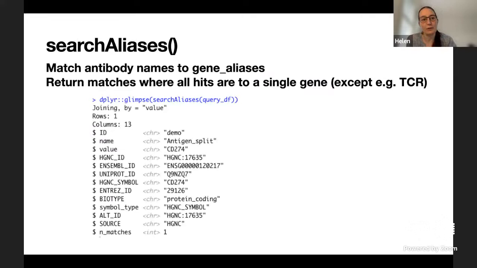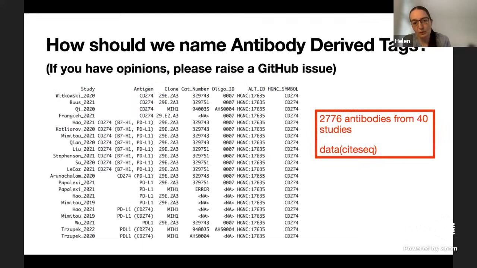But if we use the function search aliases to then search in the query table, we come up with the single best result. So what search aliases does is to match antibody names to the gene aliases and check that all of the matches are coming from a single entry in this table. Unless, of course, we expect multiple matches, for instance, in the case of TCR receptors. So that is enough to enable us to say which antibodies are the same.